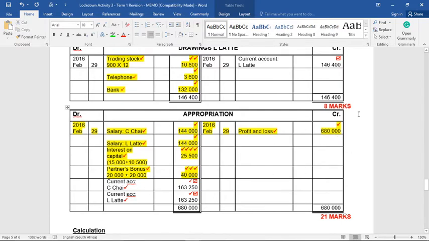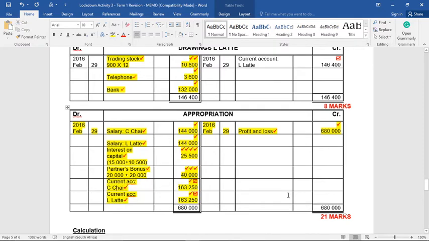But in order to work out how much is to be shared, we would take the profit of 680,000 on the credit side and minus the total of the debit side as it stands. So you're going to minus the 144,000, which is salary for Chai, minus the 144,000 salary for Latte, minus the 25,500, their interest on capital, and minus their combined bonus of 40,000. That's going to give you 326,500 remaining profits left to allocate. If we divide that by two, each one of them gets an additional 163,250. That's for Chai, and the same for Latte.